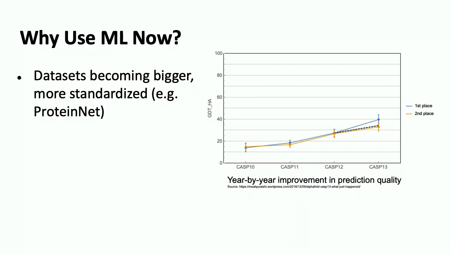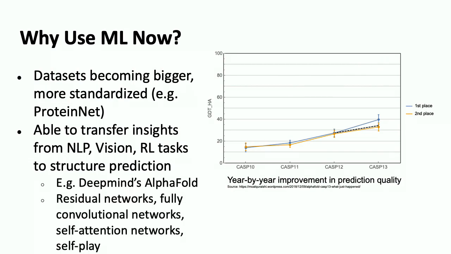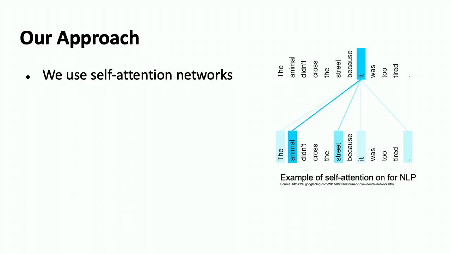You can see at the very end, there's a spike between first and second place, which is AlphaFold and DeepMind's result. A lot of these results are coming not only through bigger data sets, but also through better techniques. We have things like residual networks and convolutional networks, which were introduced through vision and language, and we're able to leverage those to have better and better techniques for predicting these things.